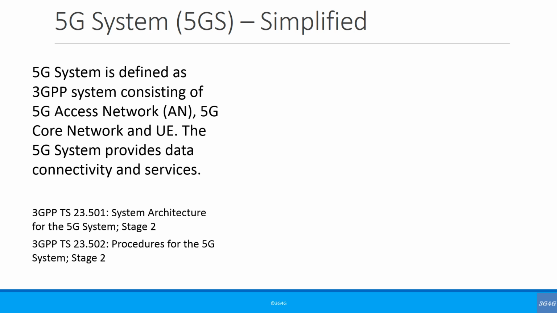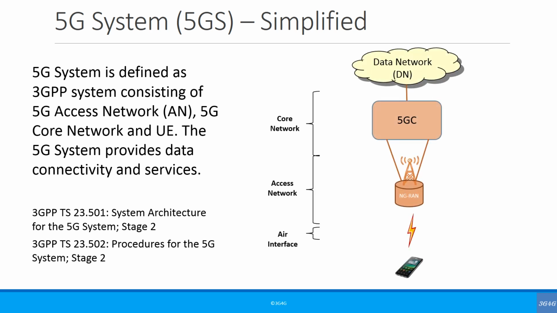So a 5G system is defined as a 3GPP system consisting of 5G access network, 5G core network, and the UE. The 5G system provides data, connectivity, and services. So you can say that the 5G system looks something like this, right? Which is similar to the evolved packet system. Remember the evolved packet system, which consists of the evolved packet core and LTE in 4G. So here you have the access network, which is the ng-RAN, next generation RAN, and the 5G core, 5GC. And the 5G core connects to the data network.